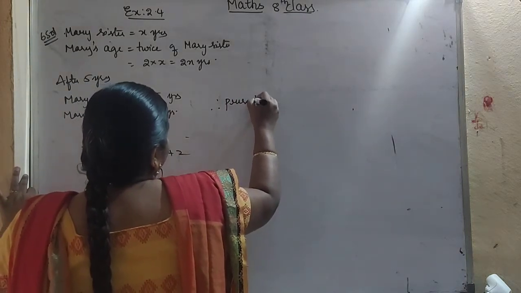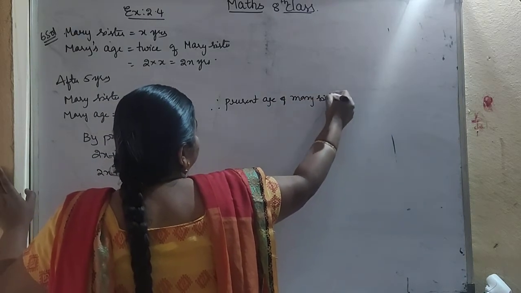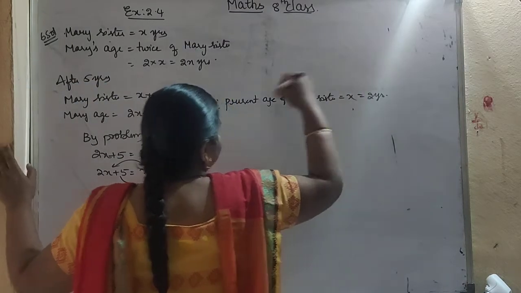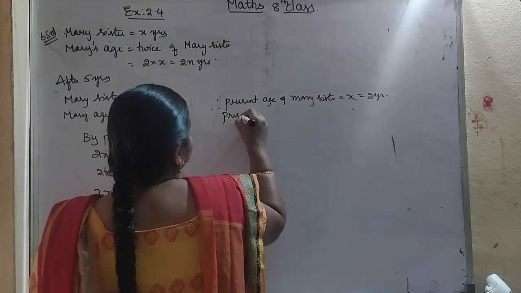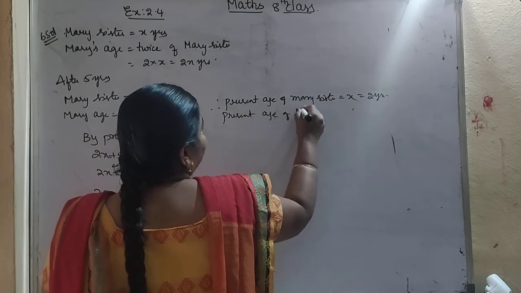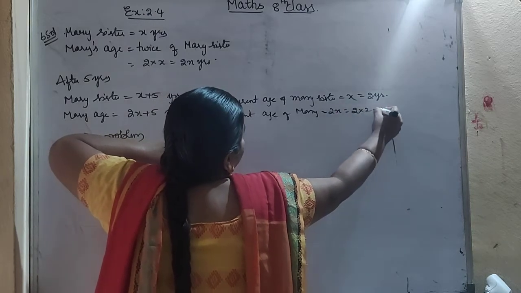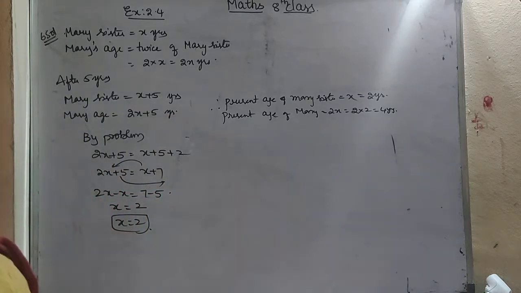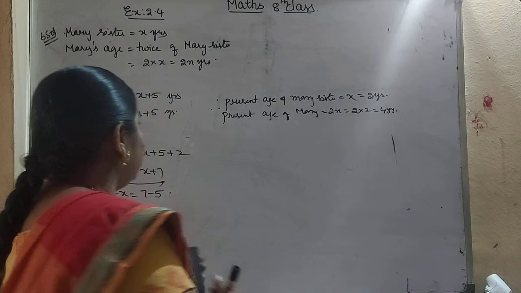So what is the present age of Mary's sister? Present age of Mary's sister is x we took, so that will be 2 years. And what will be the age of Mary? Present age of Mary is 2x, that means 2 into x, 2 into 2 equals 4 years. So these are the present ages of Mary and Mary's sister. Okay, so this is our 6th solution. Next one, 7th one.